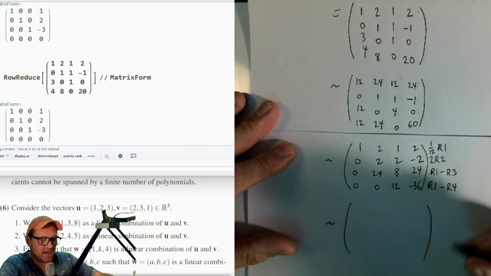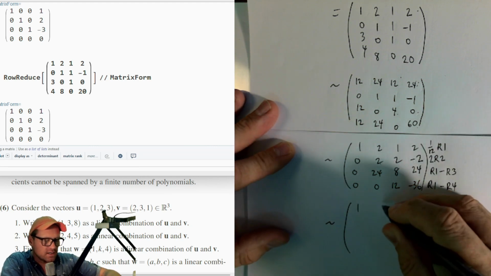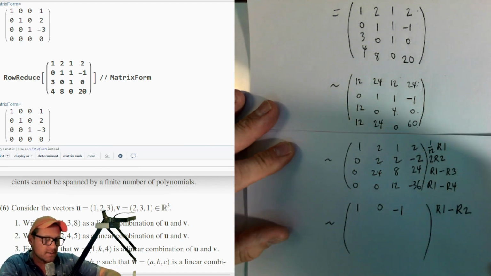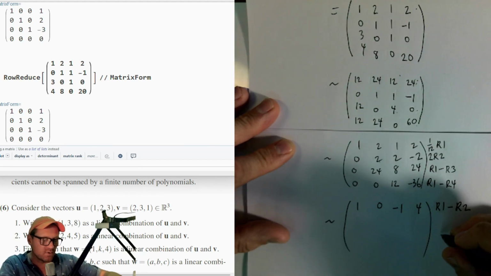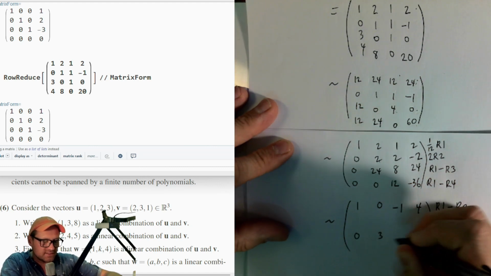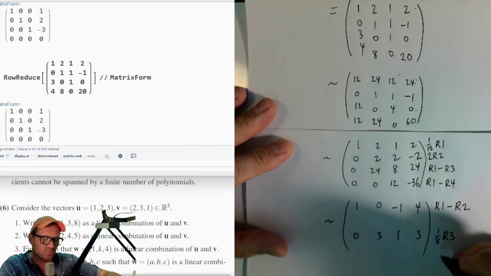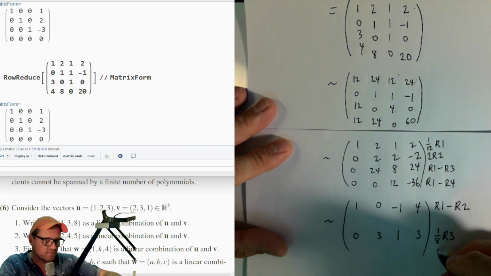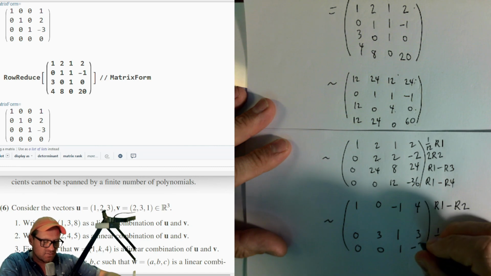Okay, so let's do that, replacing row 1 with row 1 minus row 2. We have 1, 0, minus 1, and 4. Okay, now let's replace row 3 with 1/8 of row 3. So we have 0, 24 over 8 is 3, 1, and 3. Let's replace row 4 with 1/12 of row 4. So 0, 0, 1, and minus 3.